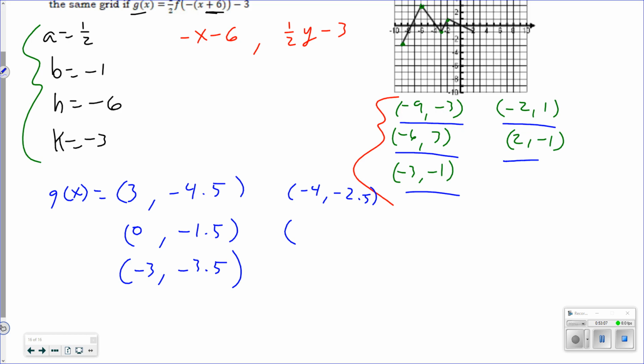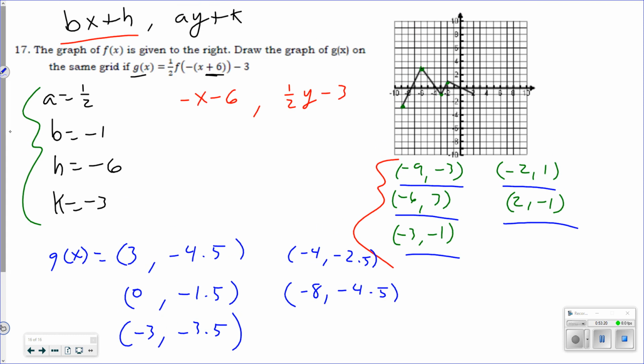And then finally 2, -1. -2 minus 6 is -8. -1 gives you -1/2 minus 3, which is -4.5. All right, so that's what you have. Just go ahead and graph it. I'll do it in blue. You have 3, -1.5, or -4.5. Right here. 0, -1.5. Right here. -3, -3.5. Right there. -4, -2.5. Right here. Then -8, -4.5. Right here. Connect it left to right so you get something that looks like that.